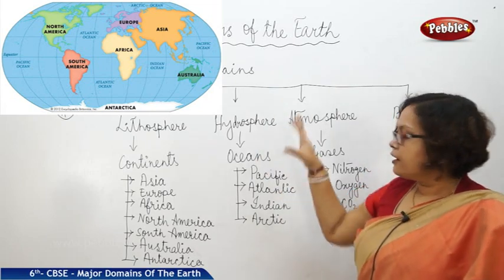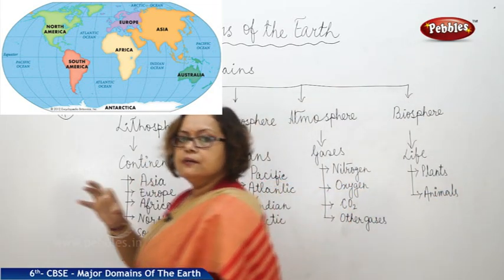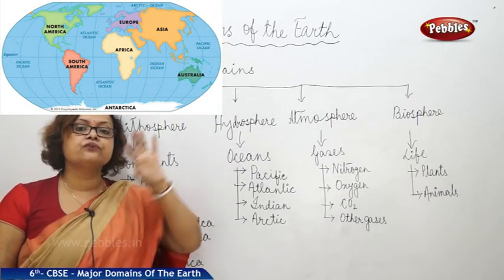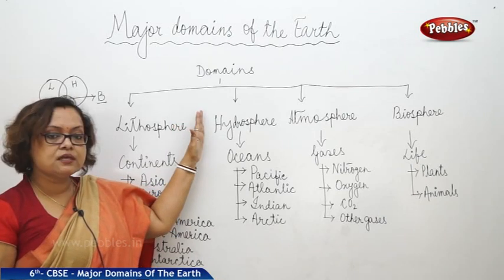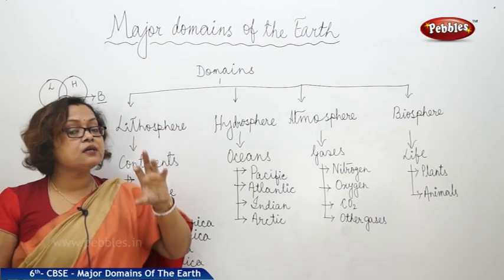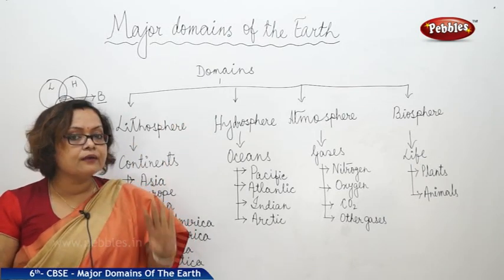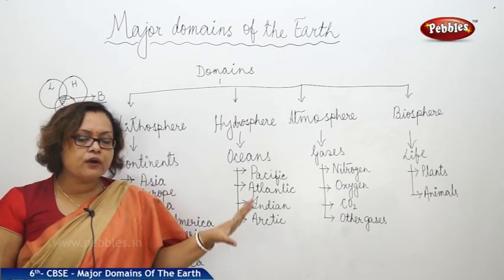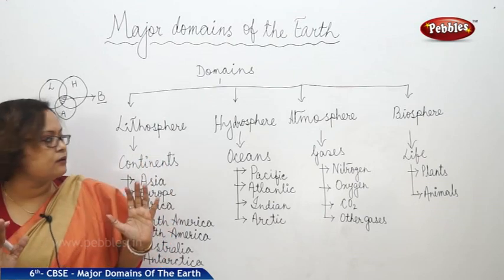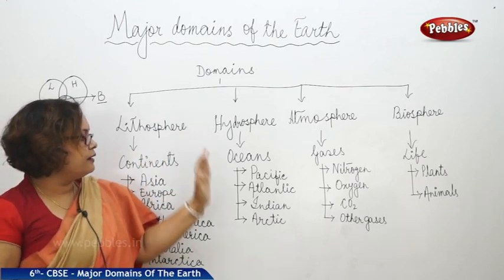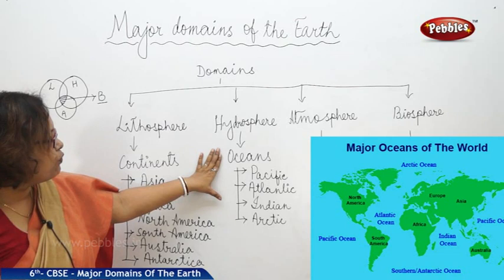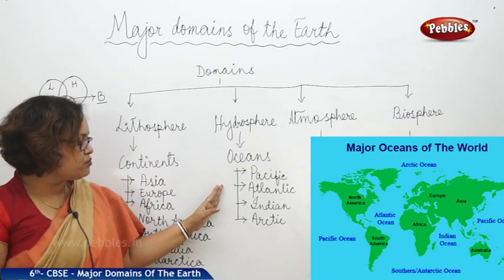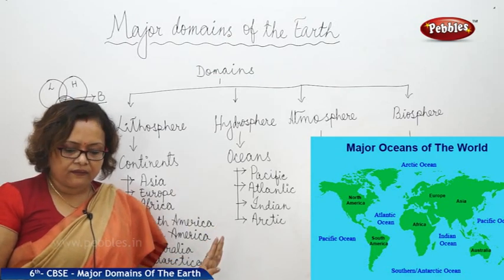I told you the hydrosphere is mostly built by all the oceans and water bodies of the earth. If we leave apart rivers, lakes, ponds and the small water bodies, then the major part of the hydrosphere is made by the oceans. So we have four oceans: the Pacific Ocean, Atlantic Ocean, Indian Ocean and Arctic Ocean.